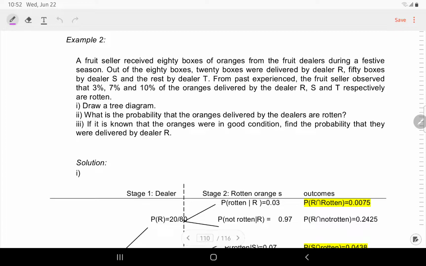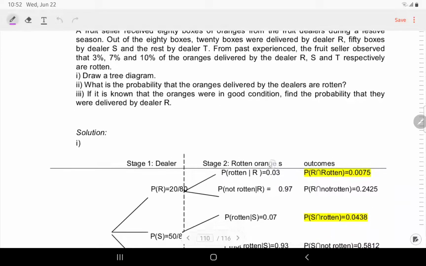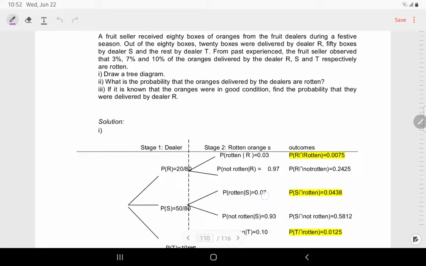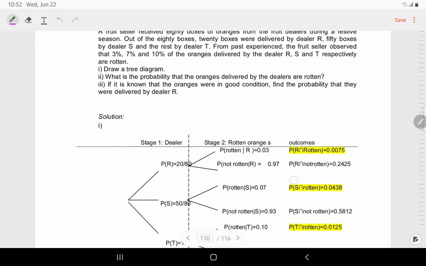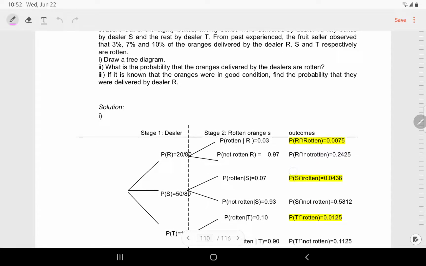Okay, so in this problem, we have two stages. The first stage is for dealer, which is we have 3 dealers here, R, S, and T. And then stage 2, rotten orange, yang rosak. So kita punya tree diagram will be like this. For the first stage, kita divide into 3 branches. The first branches is for R, S, and T. Okay, so here we have P(R), P(S), and P(T).